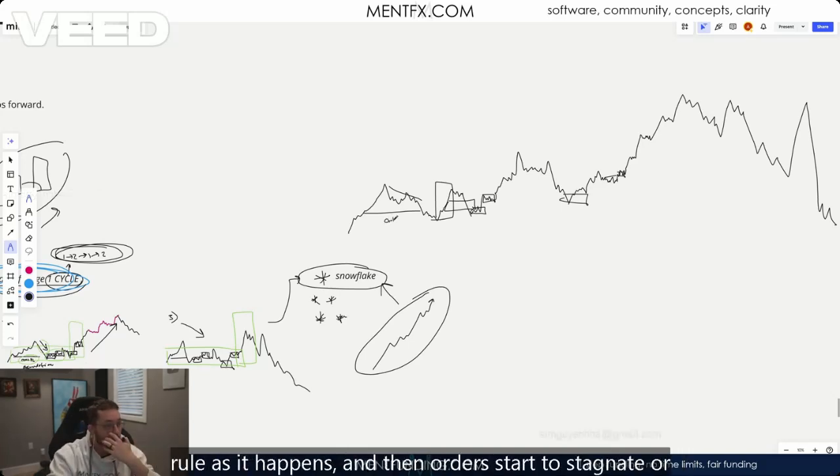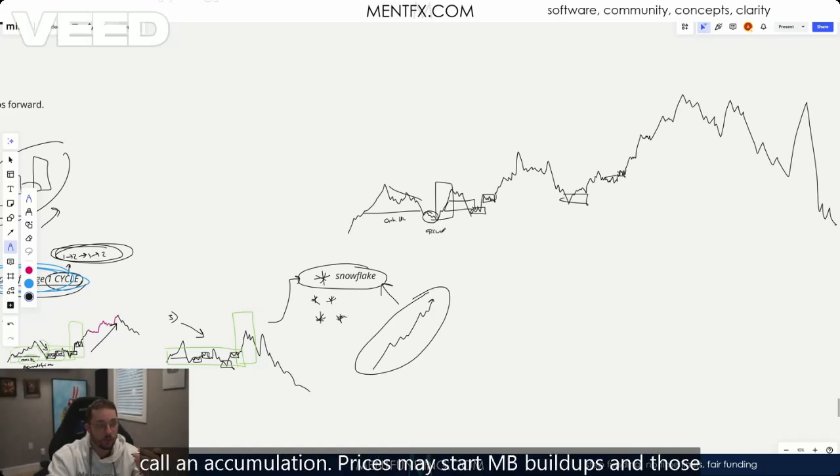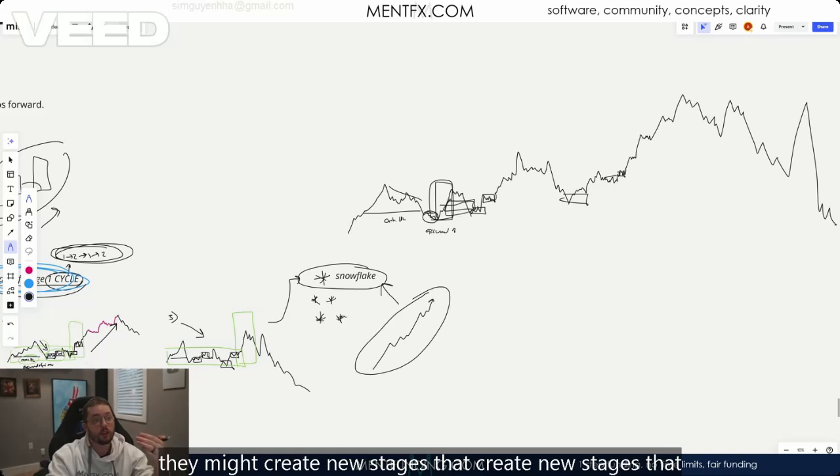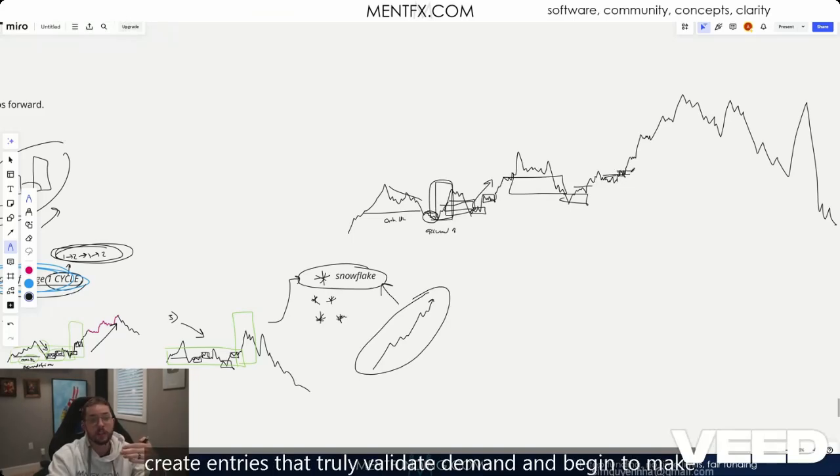So, in anticipation of the higher low rule, as it happens, orders start to stagnate or start to get accumulated. It's led to an overall, we call it an accumulation. Prices may start MB buildups, and those MB buildups might not give you entries, but instead they might create new stages that give you entries, that create new stages that create entries that truly validate demand and begin to make a move.